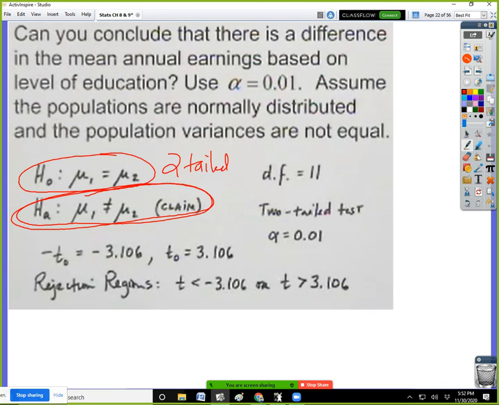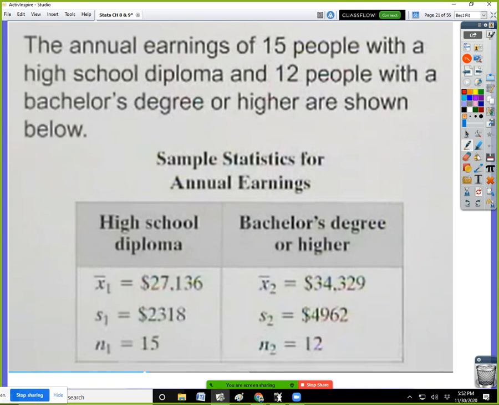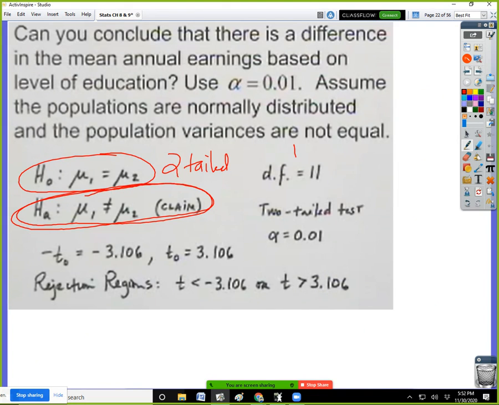So we go over and look in the t-chart for degrees of freedom. How many people did we have? 15 and 12. So we use 12 minus 1, which is 11. So we look up our two-tailed test, alpha equals 0.01.